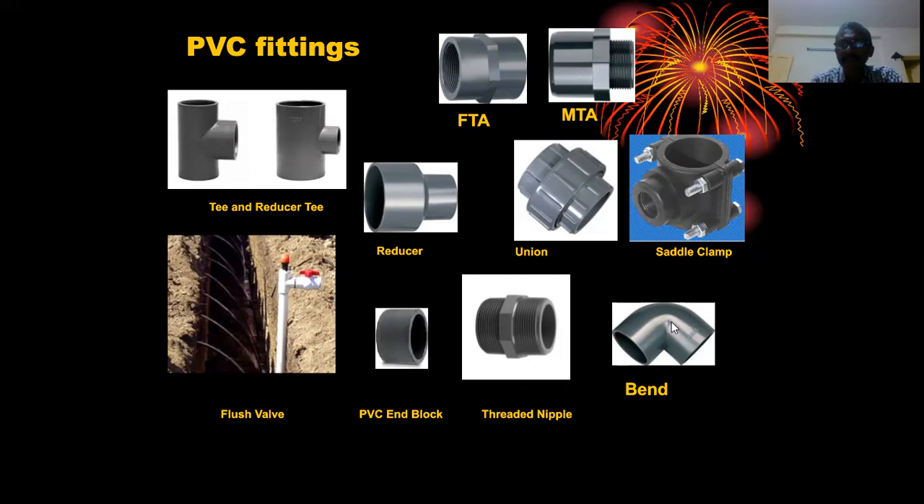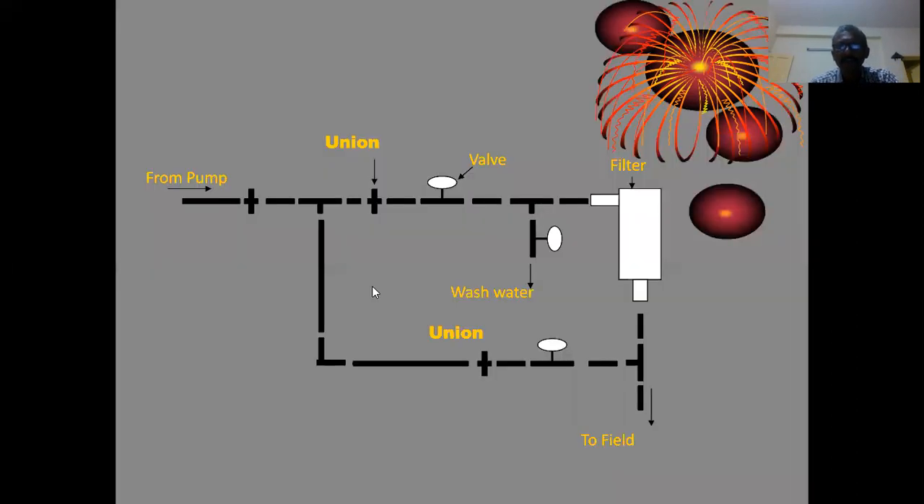And this is a bend. It's a short bend. Long bends are also there with a curve. And this is a PVC end block. At the end of the pipe, you can close the end of the pipes using adhesive. And this is a threaded nipple. This component is also available both in GI as well as in PVC. And flush valve. We have already seen the flush valve. It is fitted at the end of the submains.